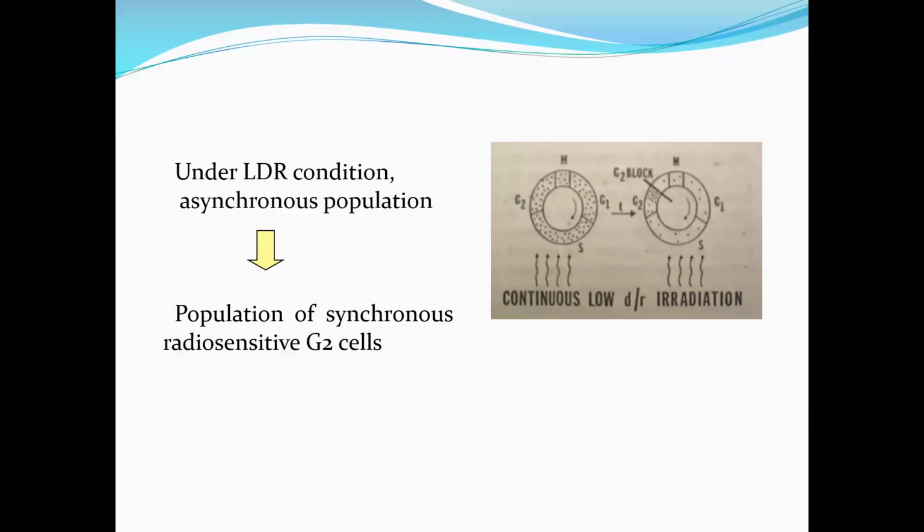Continuous low dose irradiation will cause a block in G2M phase. If it is blocking the G2M phase, being the most sensitive, you can kill the cell.